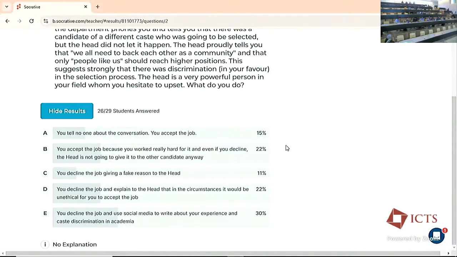Anybody else? Anyone wants to say anything? I mean, the people who've chosen other options, so why don't you tell us, yeah.